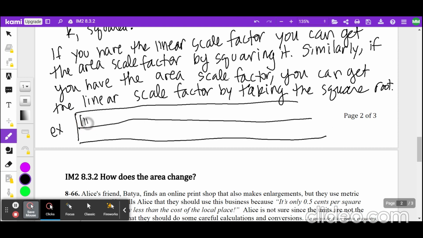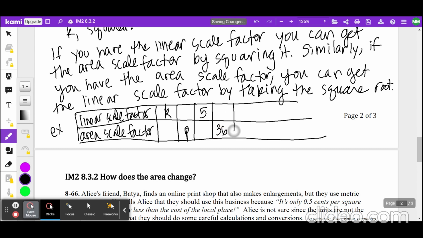We make a table, linear scale factor, area scale factor. The linear scale factor is k. What is the area scale factor? If the area scale factor is, I don't know, how about the letter p? What is the linear scale factor? If the linear scale factor is 5, what is the area scale factor? If the area scale factor is 36, what is the linear scale factor?